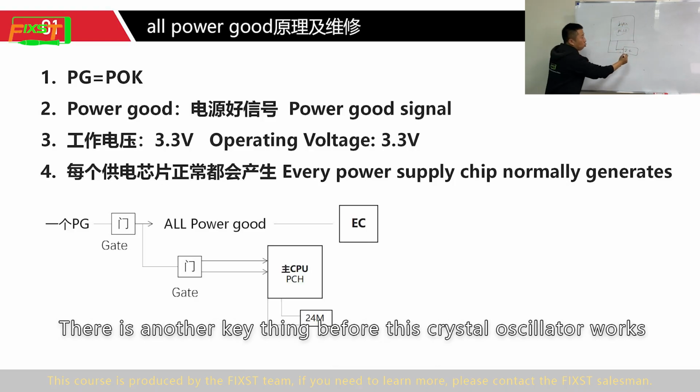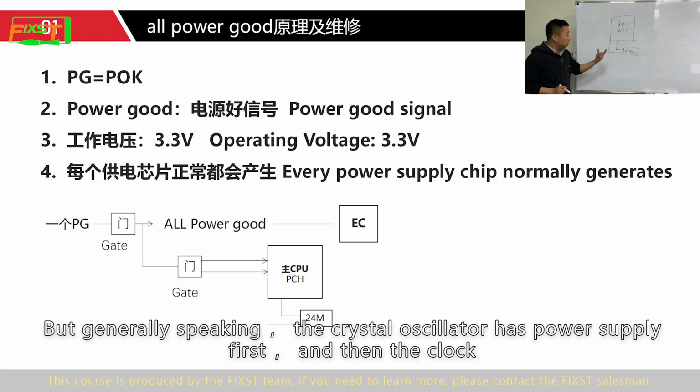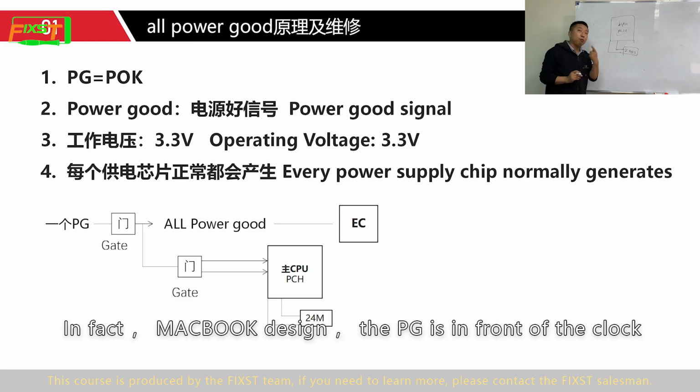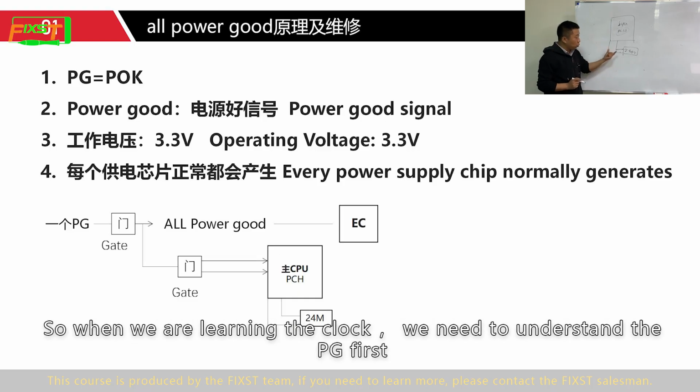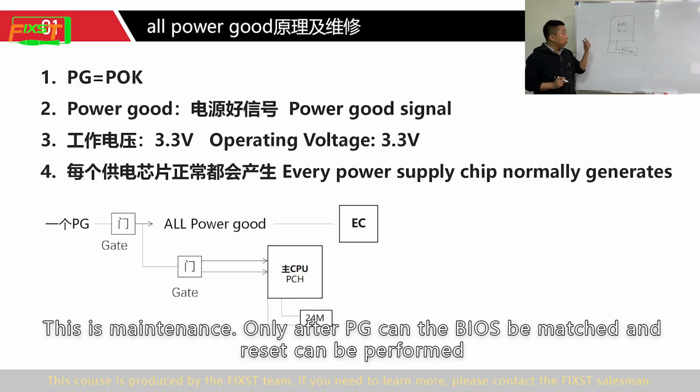There is another key thing before the crystal oscillator works. Generally speaking, the crystal oscillator has power supply first and then the clock. In fact, on the MacBook the PG comes before the clock. So when we are learning the clock, we need to understand the PG first. In maintenance, only after PG can the BIOS be matched and the reset be performed.